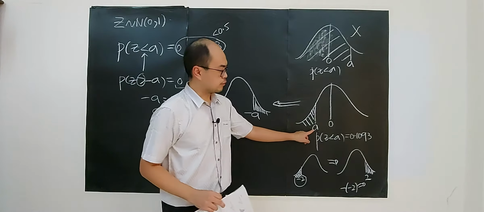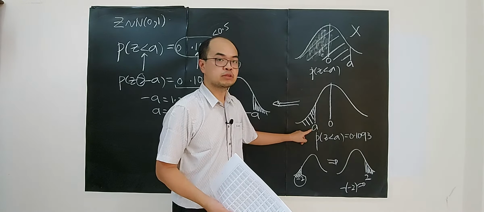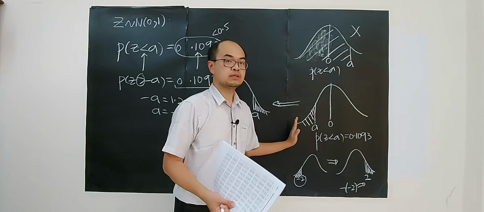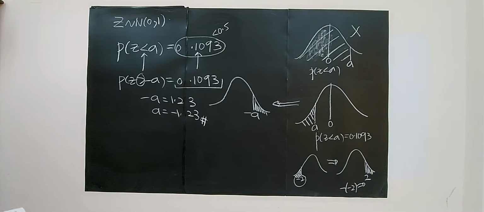So then the A will be negative 1.23, which is exactly correct, because it must be right. This one is 0, this one is negative 1.23. Logic, right? It's on the left. So the A is negative 1.23. Okay, very simple. Okay, let's go for a more complicated case.